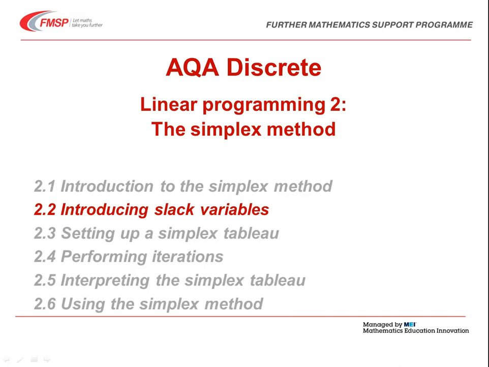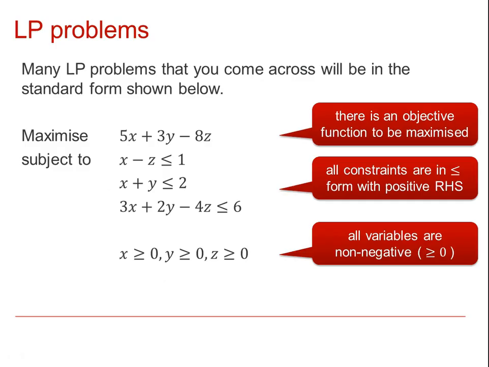This is a video for AQA Discrete Mathematics, Linear Programming Section 2.2, which introduces the idea of slack variables. This considers a linear programming problem which is fairly standard, where in this case we've got three variables, x, y and z. So we're asked to maximize, so this is our objective function, 5x plus 3y minus 8z, subject to the constraints that are given here, which are all inequalities.